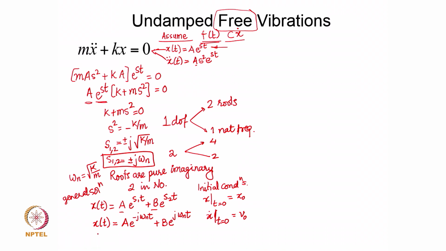Now, I can write x dot t as minus j a omega n e to the power minus j omega n t. If I differentiate this with respect to time, I get this, and plus j b omega n e to the power j omega n t. Okay. So, this is basically the expression for velocity.